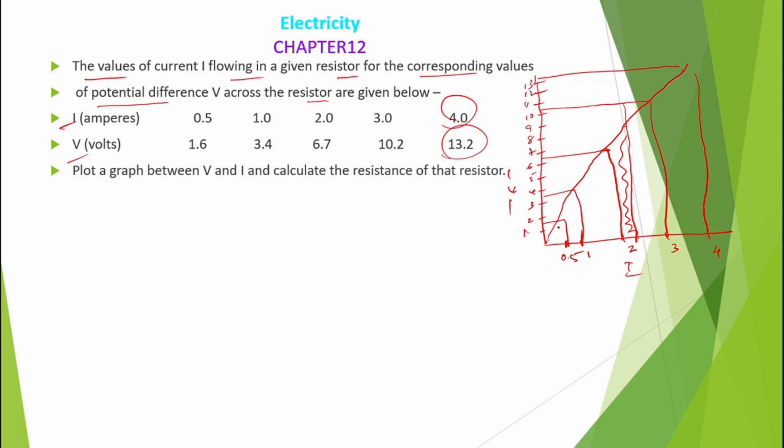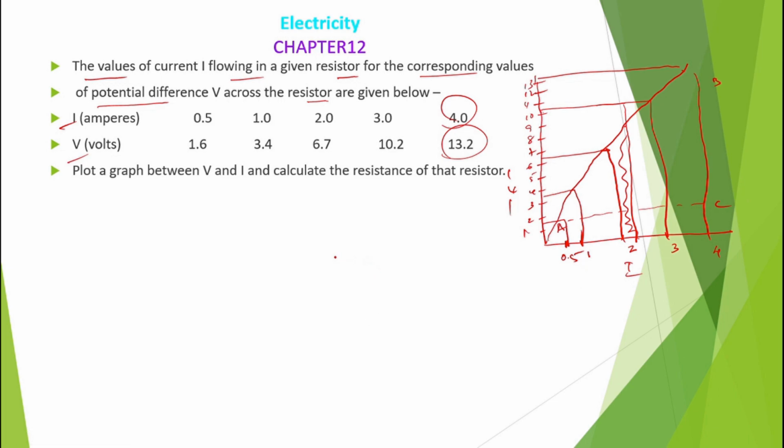Okay, this is A and this is B, and one triangle you make from here onwards, roughly. This is C.